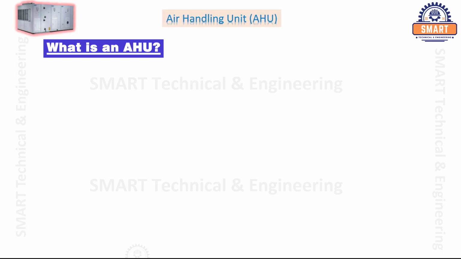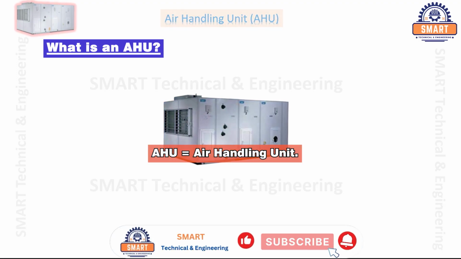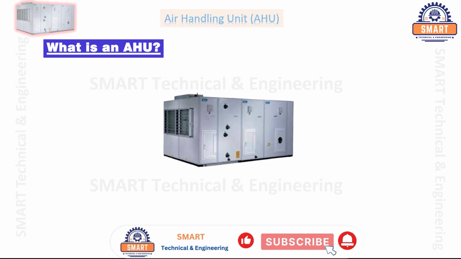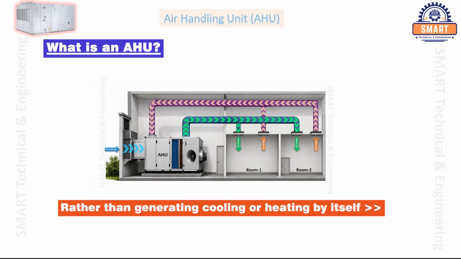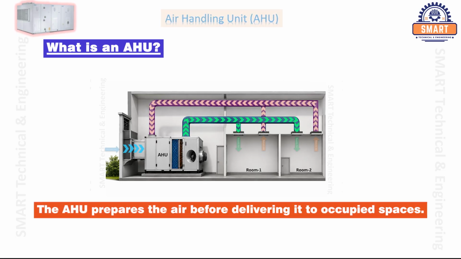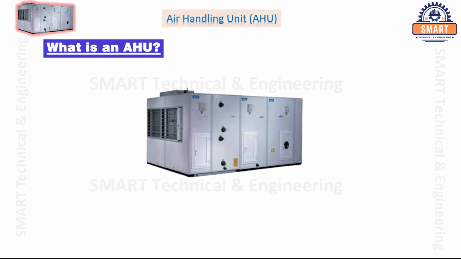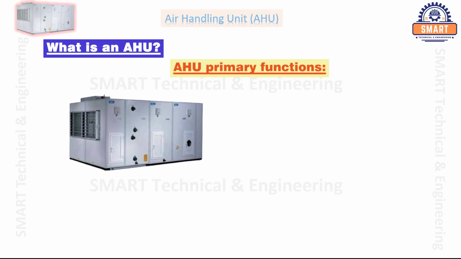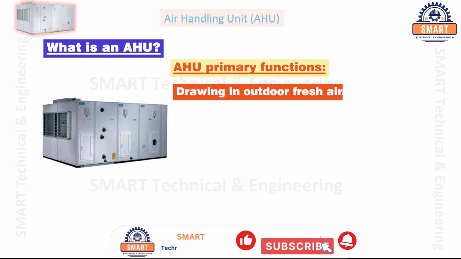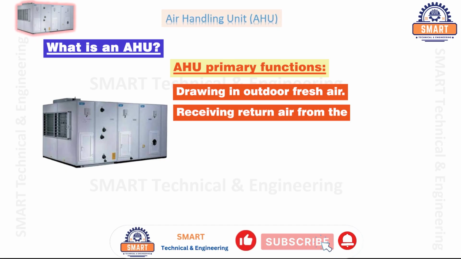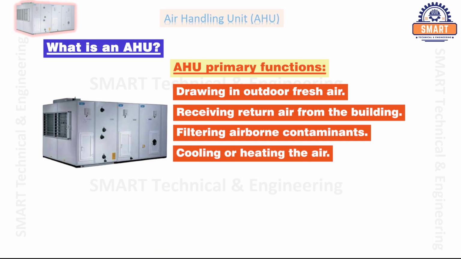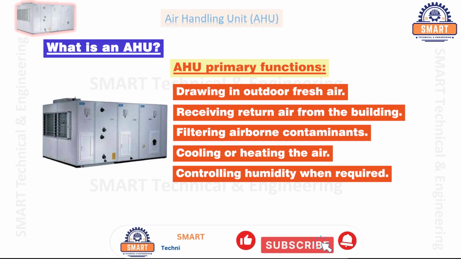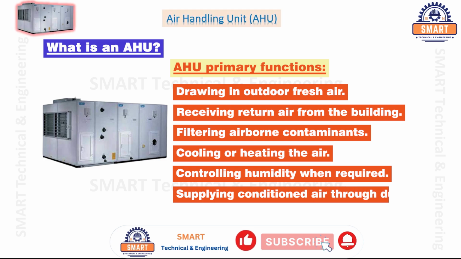What is an AHU? AHU stands for Air Handling Unit. An air handling unit is a central HVAC device designed to condition and circulate air throughout a building. Rather than generating cooling or heating by itself, the AHU prepares the air before delivering it to occupied spaces. Its primary functions include drawing in outdoor fresh air, receiving return air from the building, filtering airborne contaminants, cooling or heating the air, controlling humidity when required, and supplying conditioned air through ductwork.